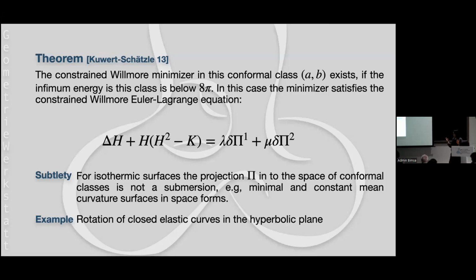If you take, for example, the upper half plane and just a closed curve inside there, and view the upper half plane as a hyperbolic plane, you will see that the Willmore energy is in fact the elastic curve energy in the hyperbolic plane. So the integral of the curvature square of that curve. If you now rotate an elastic curve with length constraint, then it will be constrained Willmore.